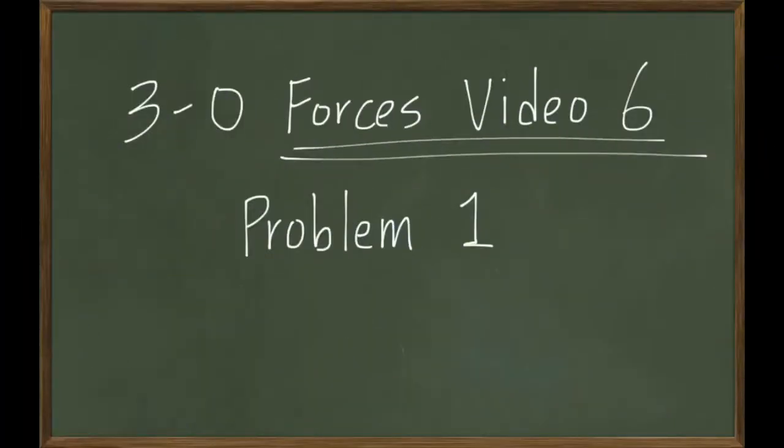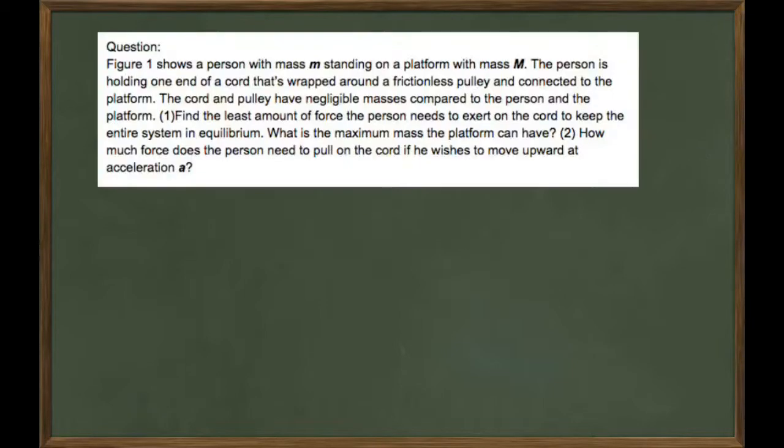Here we're going to look at two very basic yet important concept problems. Let's take a look at the first one. This is the question. Figure 1, or a figure I'm going to draw later, shows a person with mass small m standing on a platform with mass big M. The person is holding one end of a cord that's wrapped around a frictionless pulley and connected to the platform. The cord and pulley have negligible masses compared to the person and the platform.